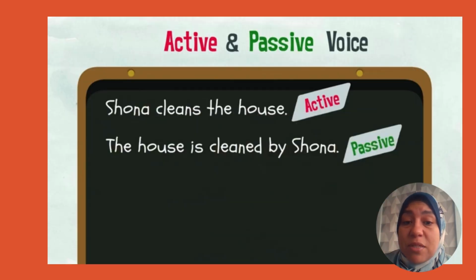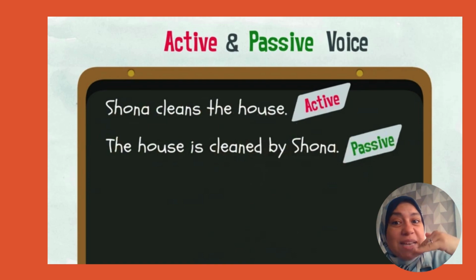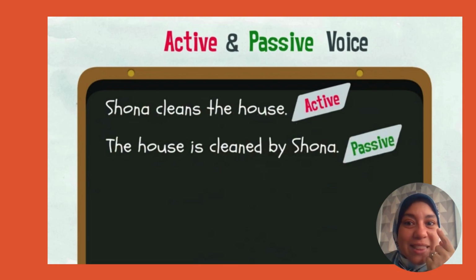Look at these examples. Here, my example: Shona cleans the house. Shona, my subject, cleans, my verb, the house, my object. Focus on the object. We will start with it. Can you remember the steps? We will start with the house and then look at the verb. Look at the verb, cleans.